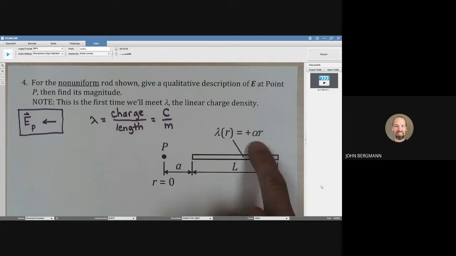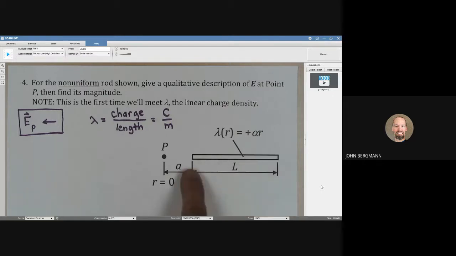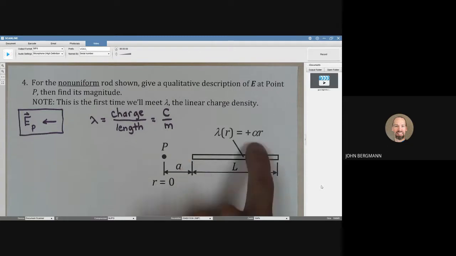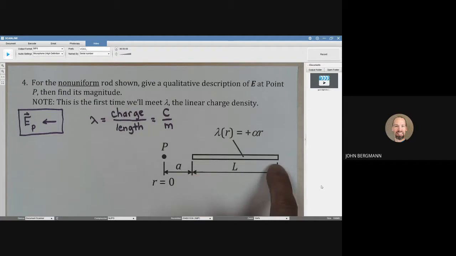You can see by the equation above the rod that the charge density increases linearly as we move further and further to the right. On the left end of this rod, the charge density has a value of some constant, alpha times a, and at the right end, the charge density is greater. It's going to be equal to alpha multiplied by the quantity a plus L.